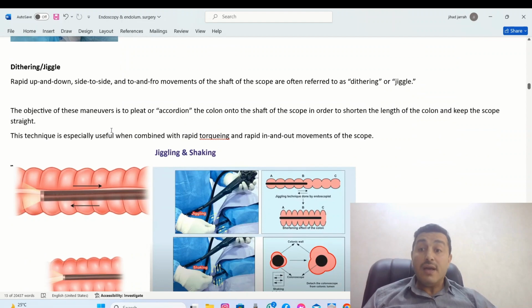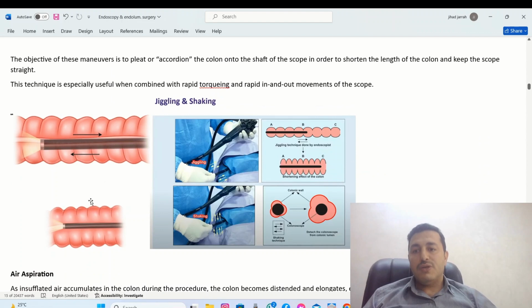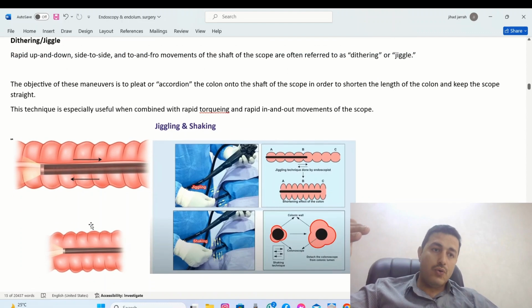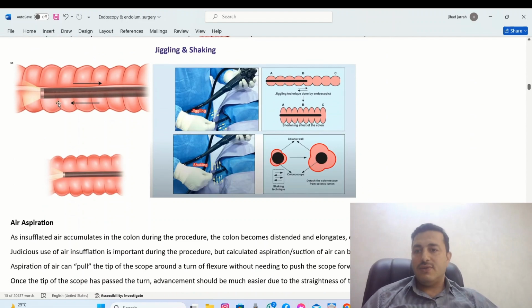The other tip is dithering or jiggle. Dithering and jiggle is a rapid shaking movement in and out. As you can see in this picture, dithering will shorten the colon so that the finish line will be more proximal. As you see, the distal part becomes more proximal. This is because the haustra are pushed together. This is called the accordion of the colon. This is jiggling, this is shaking.